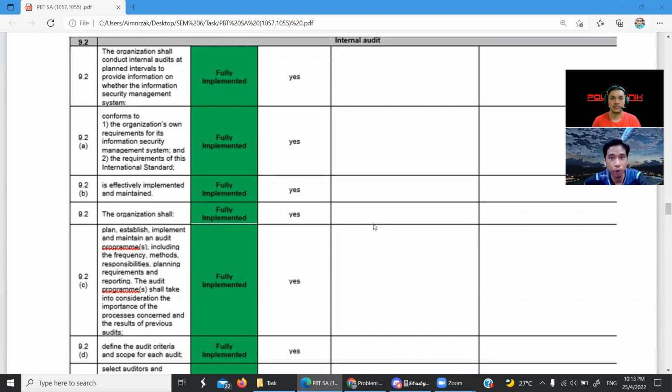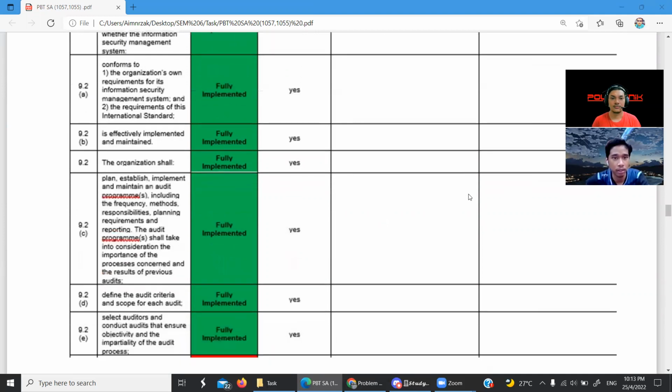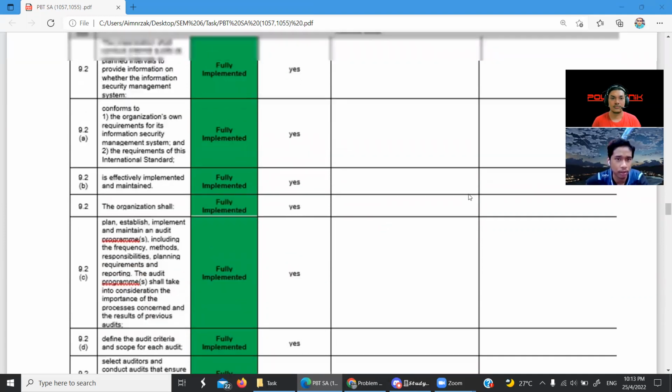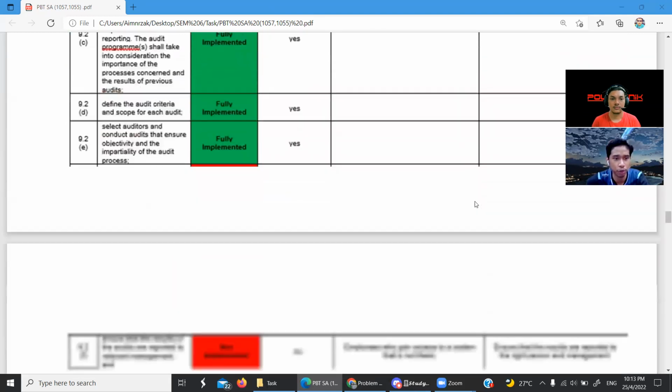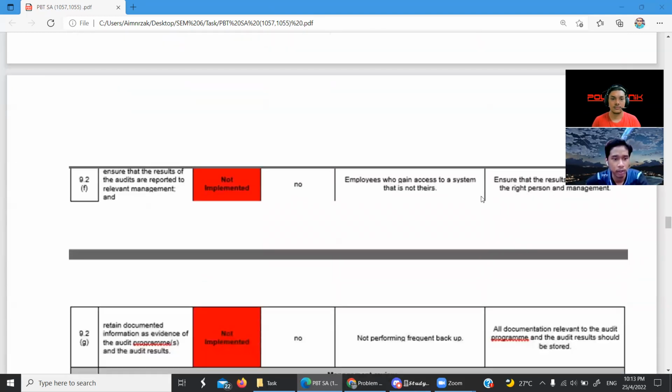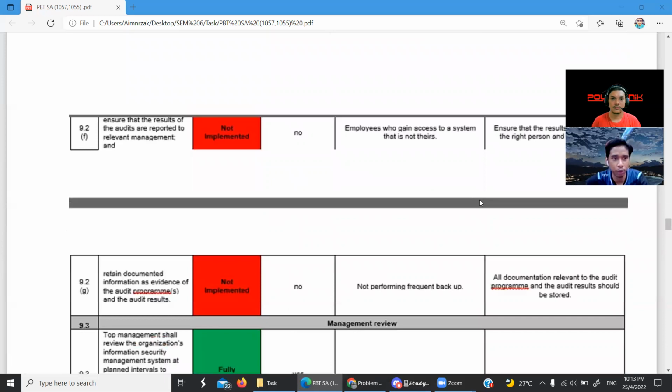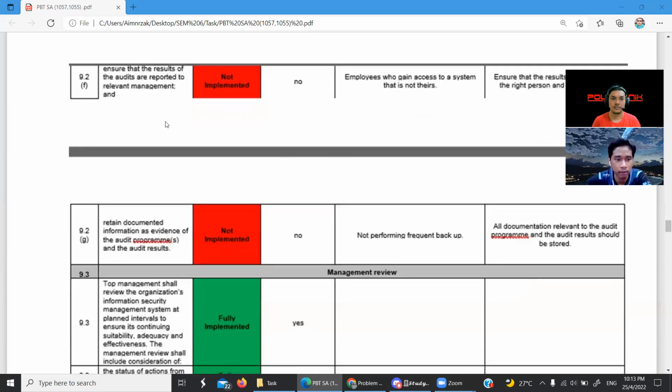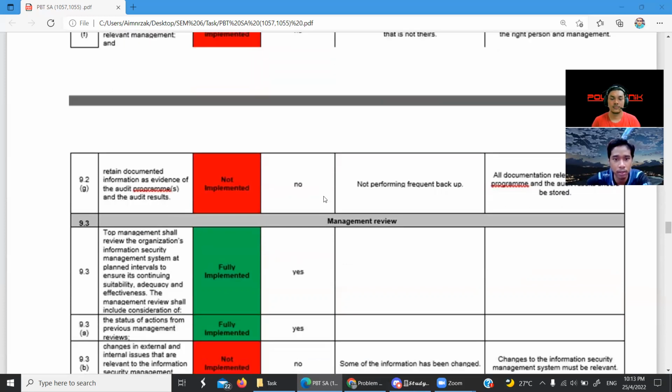And for 9.2 is internal audit, same as 9.1. It all has fully implemented until 9.2E, but not for 9.2F, which is ensured that the result of the audit and reported relevant to management. And for G, retain documented information as evidence of the audit programs and the audit results. So these two things has no record to prove.